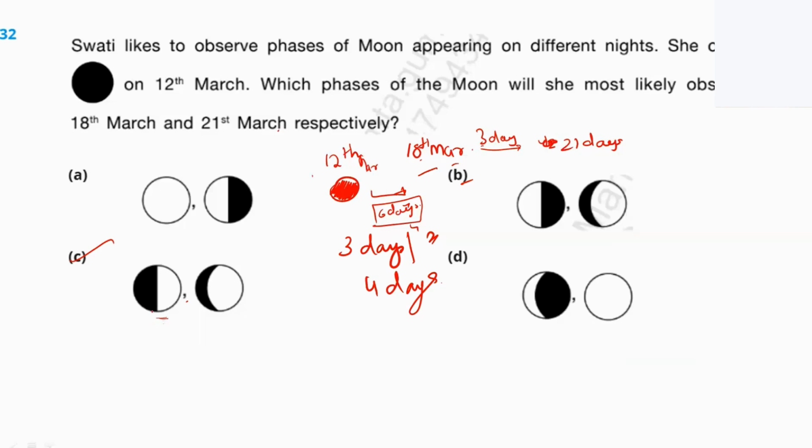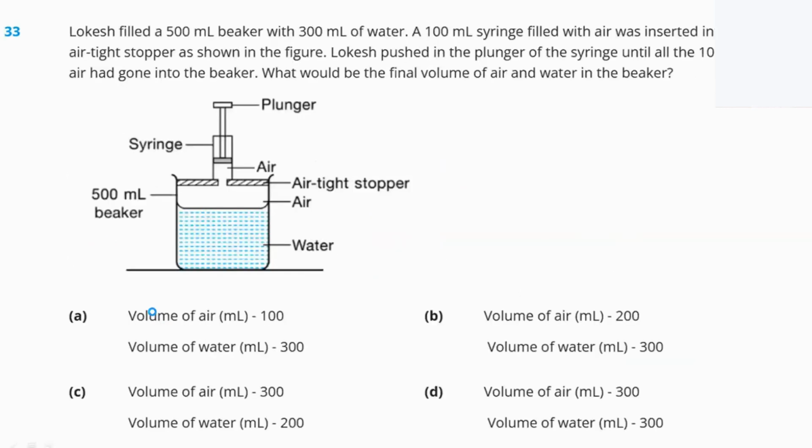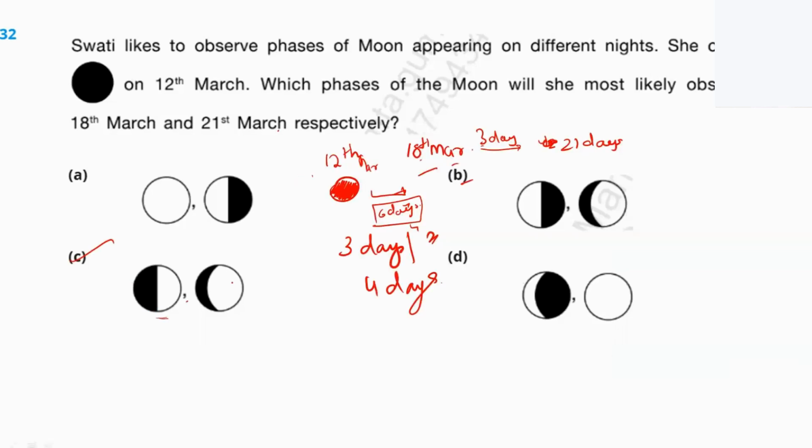After the new moon comes the first quarter, because you have to skip one phase in between. That is, the crescent phase will be skipped, so you will get the first quarter. After the first quarter, we will have, immediately after 3 days, 21st March, the immediate next phase, which will be our waxing gibbous. Waxing gibbous, so option number C is our right answer.